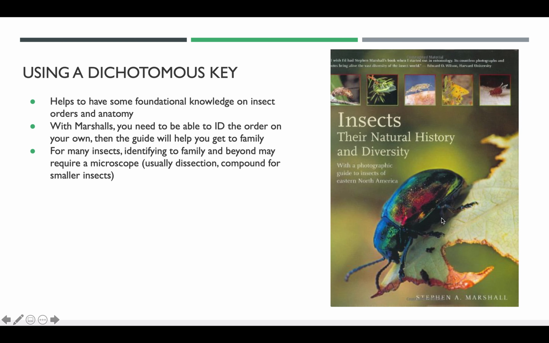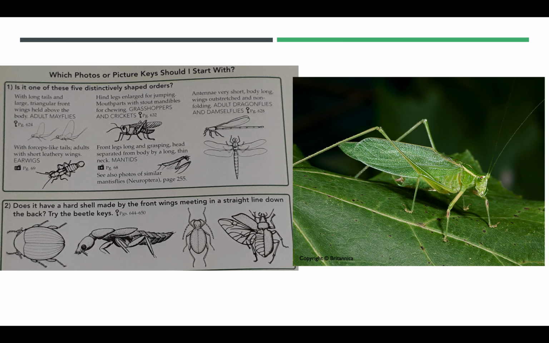Just really quickly, we're going to go over how to use the dichotomous key. So this is Marshall's, which is a really good dichotomous key to use if you're living in Eastern North America. You need to be able to identify to order on your own, and then the guide will help you get to family. So we've covered a few orders, and we're now going to use this guide to figure out how to get to family.